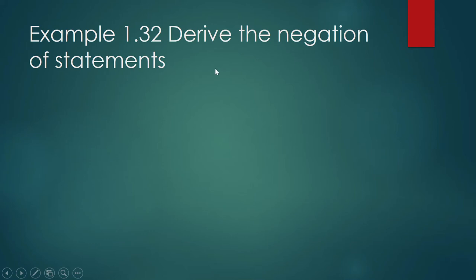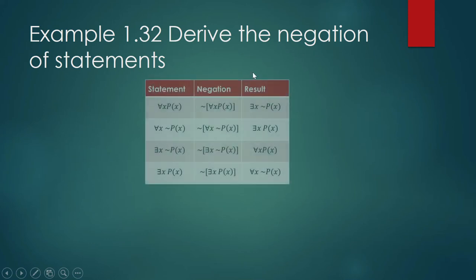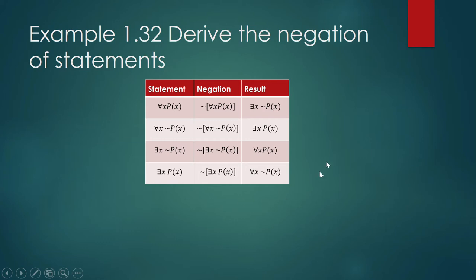Example 1.32: derive the negation of the following statements. Let us bring back this table. This table will be our guide in deriving the negation of a statement which is modified by a quantifier. So how do we do that?